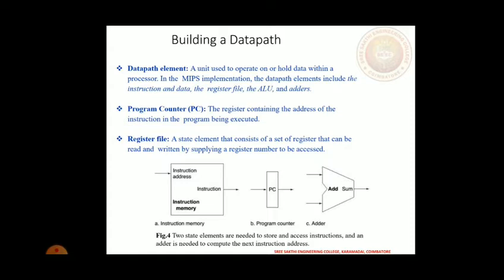Program counter, PC, is a register containing the address of the instruction being executed. Register file is a state element that consists of a set of registers that can be read and written by supplying the register number to be accessed. This particular figure shows the instruction memory, program counter and adder.